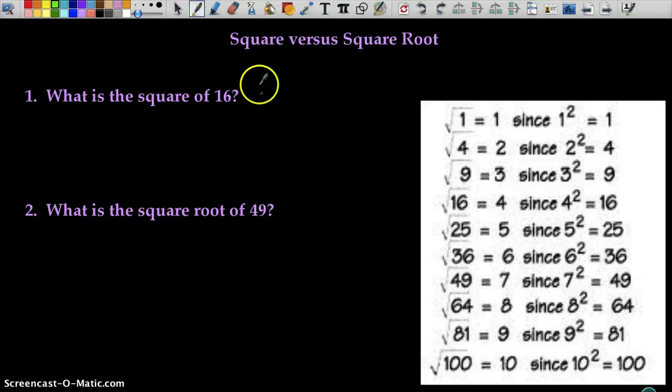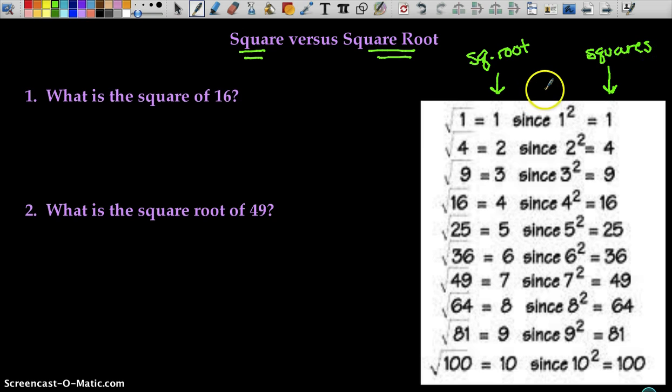Hey, it's been a while since we've done this, so I hope that you are ready to get into some radicals, aka square roots. First thing, I noticed that a lot of you are struggling with the difference between square and square root. Those are two completely different things. These numbers right here are square roots. These numbers here are squares.